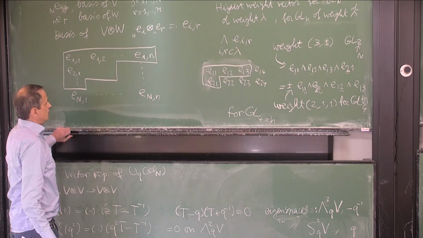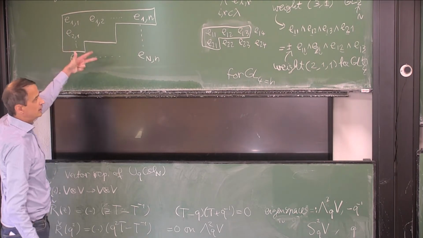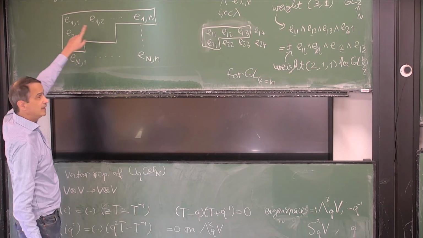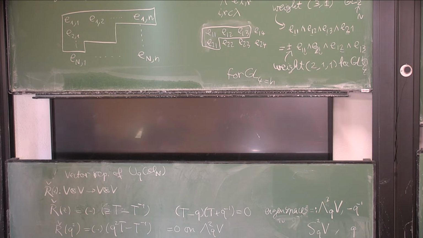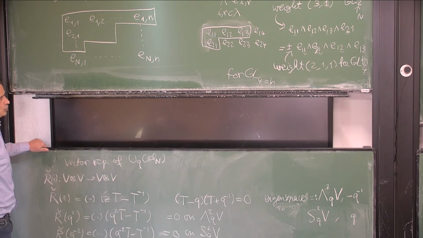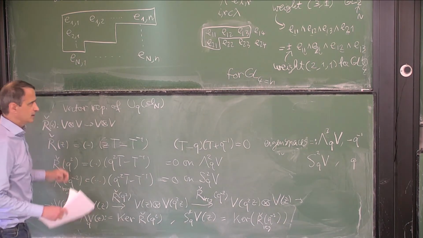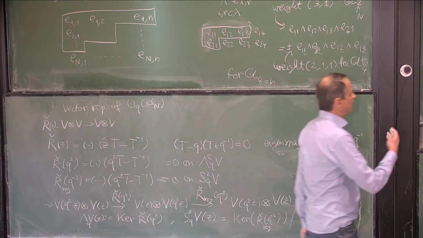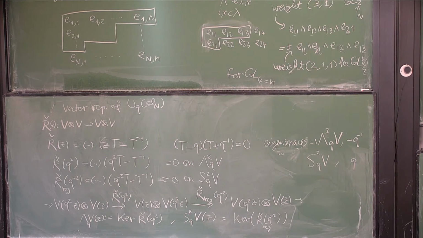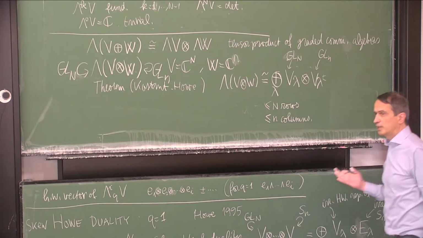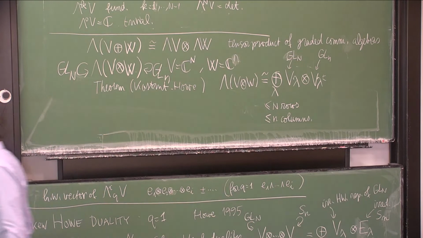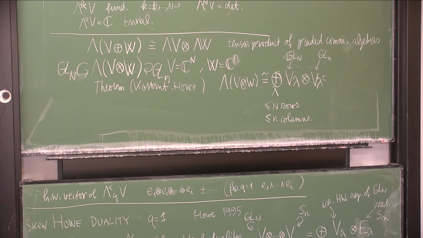These are all the diagrams that you can draw inside this N by n box. Then you have to show that there are no others. I haven't done it, but it's not difficult because the weight spaces are all one-dimensional. Just checking. Straight vector.